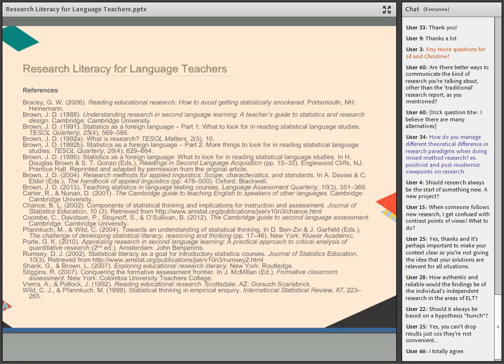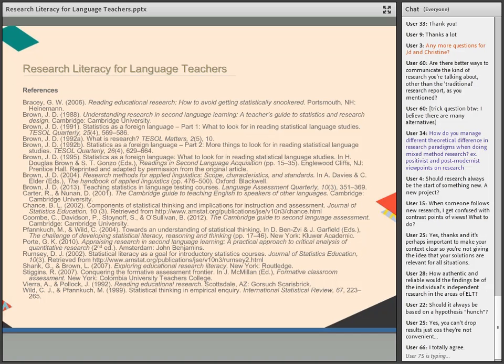Okay, we've got a question now from Lucy Blakemore, who's also been quite active on Twitter as well as attending the session, so thanks very much, Lucy. Lucy asks whether there are better ways to communicate the kind of research you're talking about rather than the traditional research reports. What are your thoughts on that?